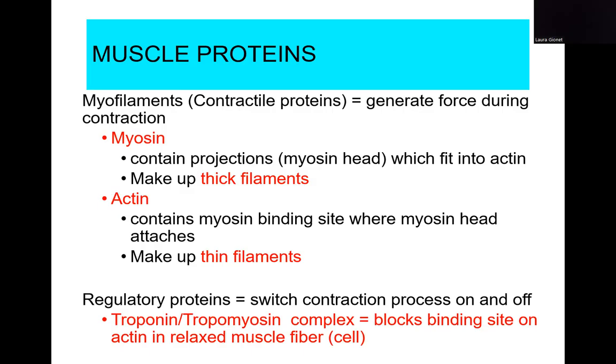On the actin are two regulatory proteins. They switch contraction on and off, or allow or disallow contraction to occur. It's called the troponin-tropomyosin complex. They block the binding site on the actin molecule when we want muscle relaxation. When we want the muscle to contract, they unblock this binding site so that the myosin heads, or the golf club heads I referred to, can make contact with actin. Then they're going to row toward the center and generate force.